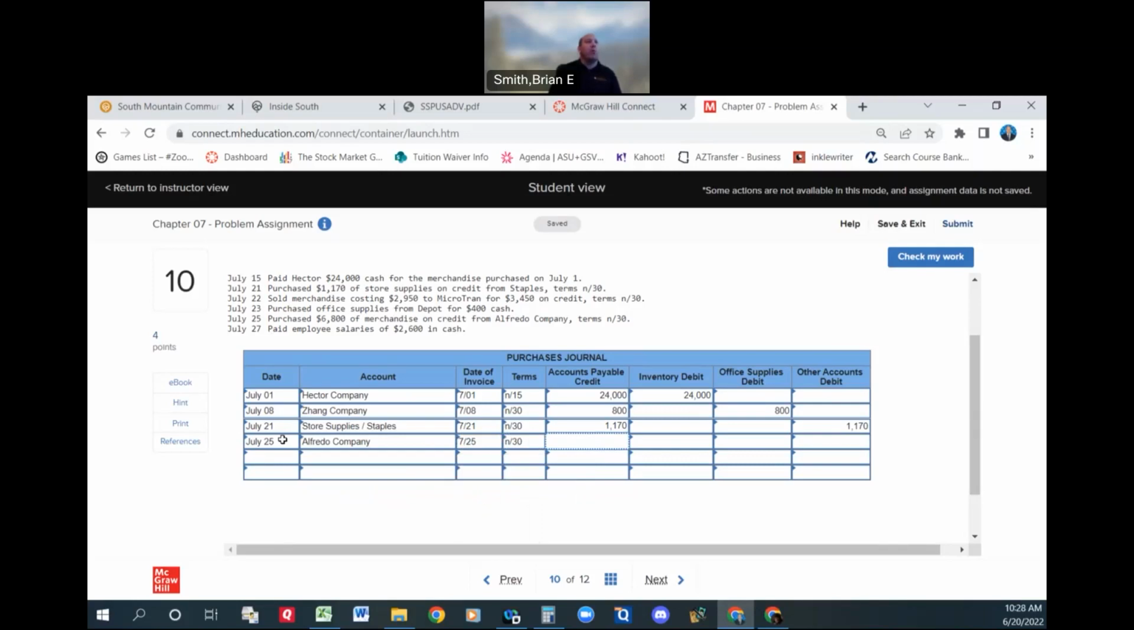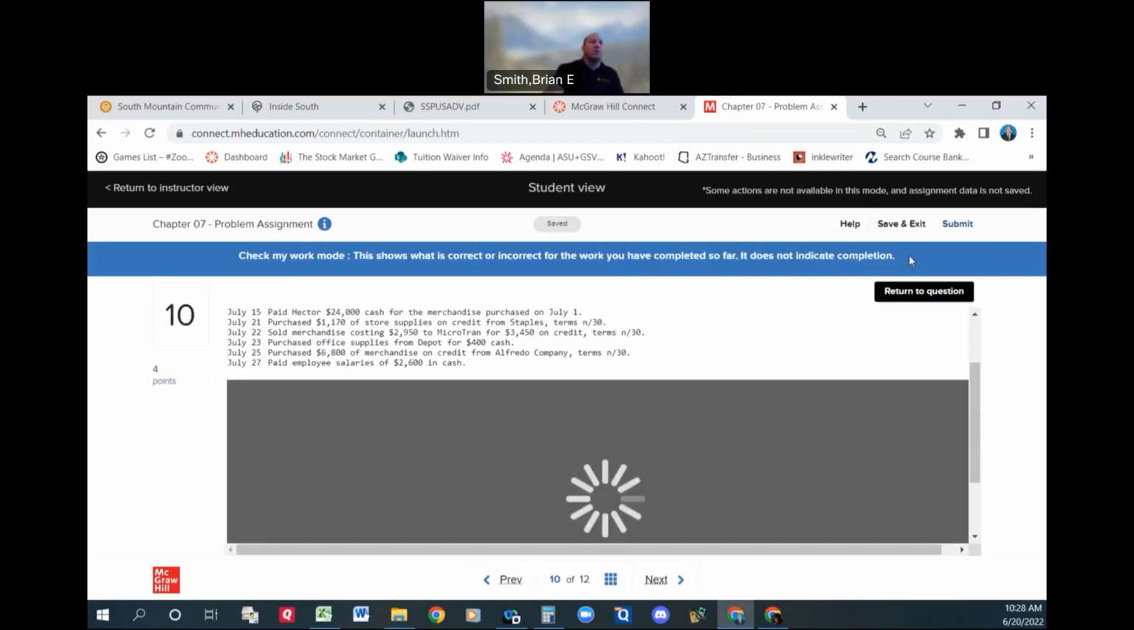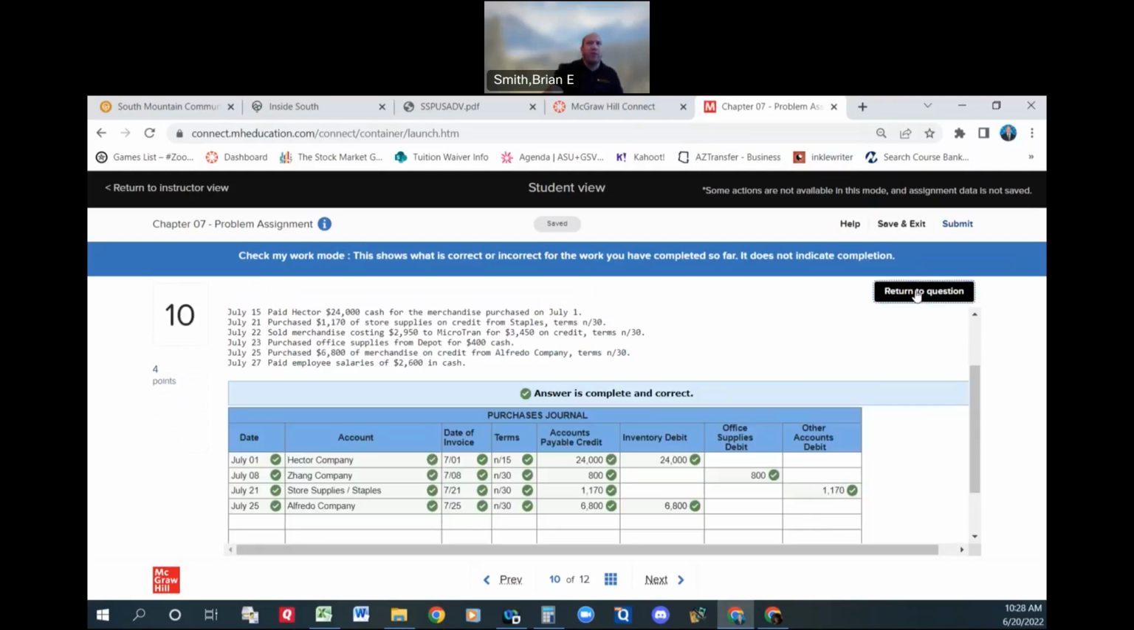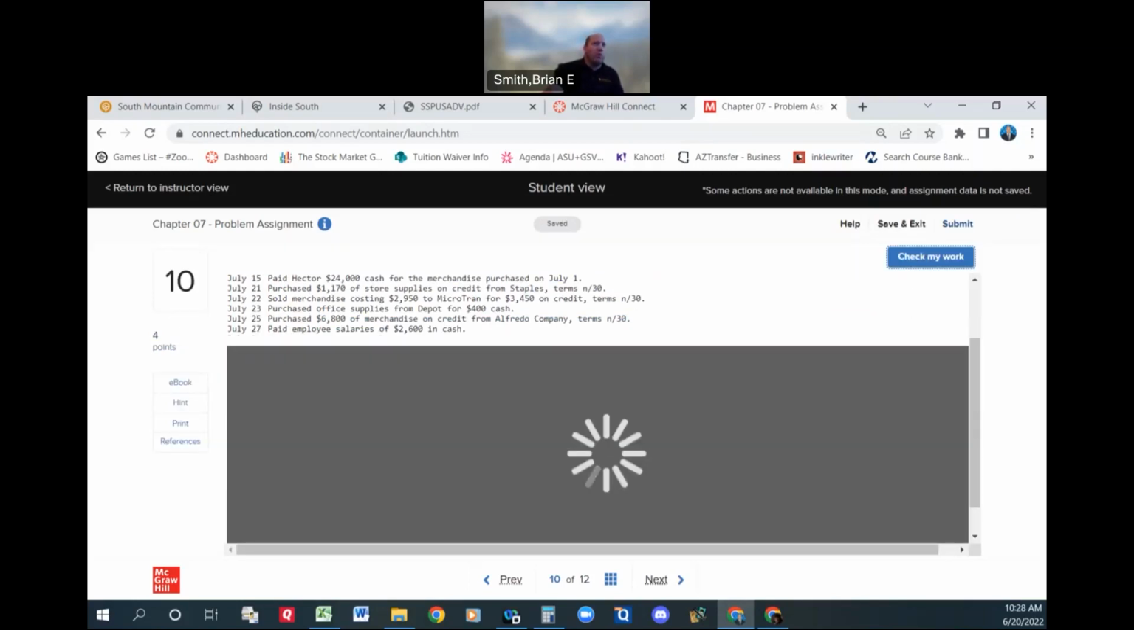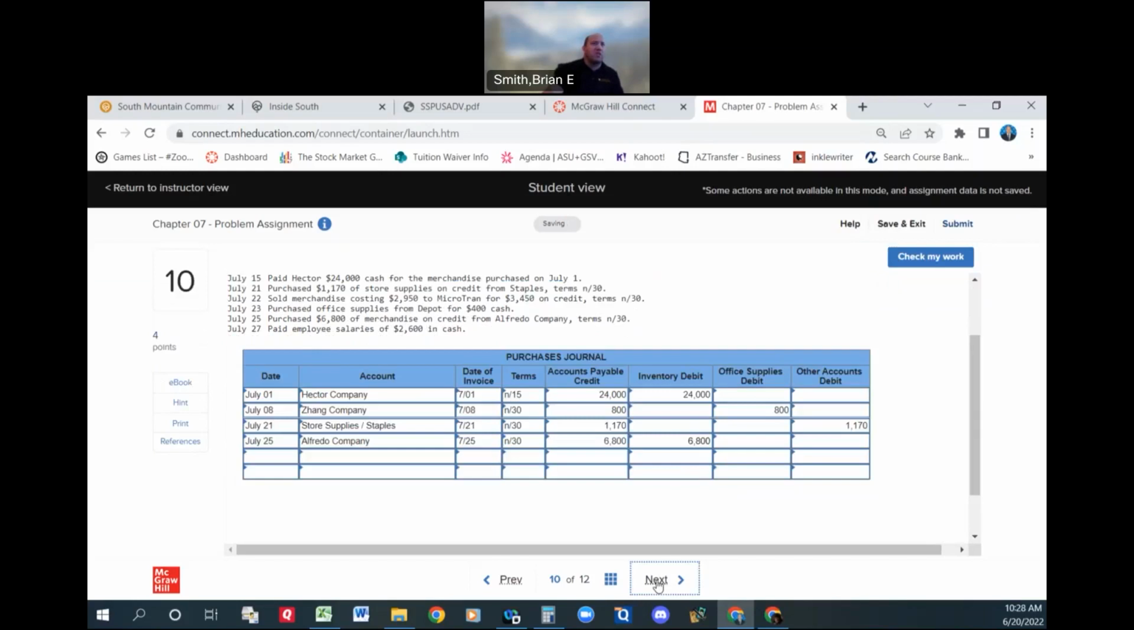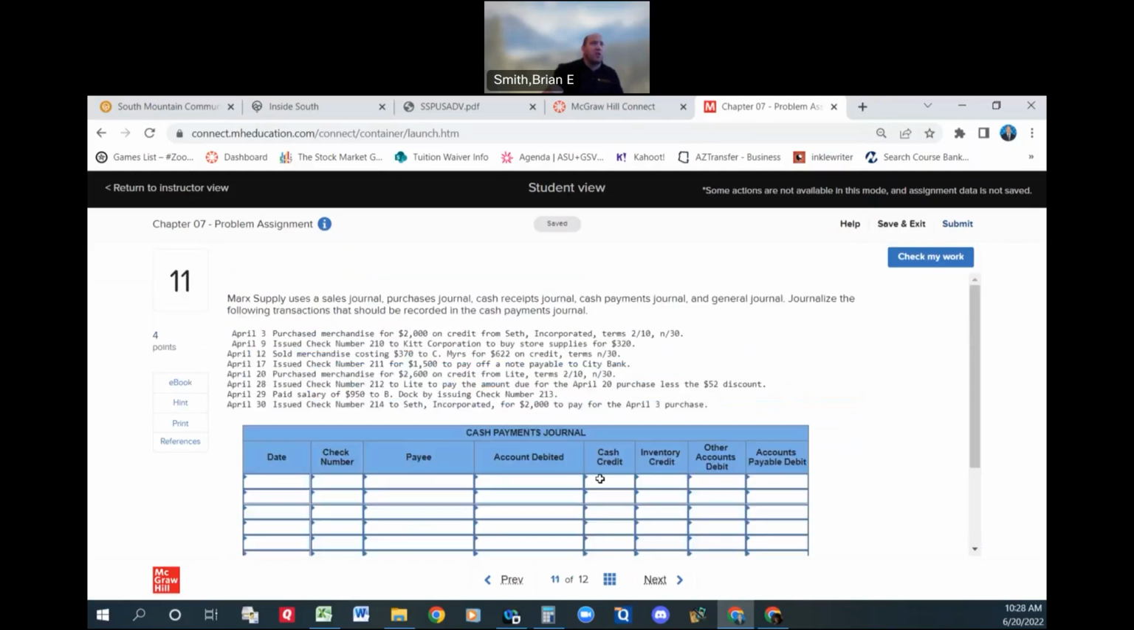All right, what did we buy? We bought merchandise. Okay, so we're going to put that under accounts payable and inventory. That should be it. Very good. On we go. If we've done all the other ones except for cash disbursements, my guess is we're going to do the cash disbursements or payments journal.